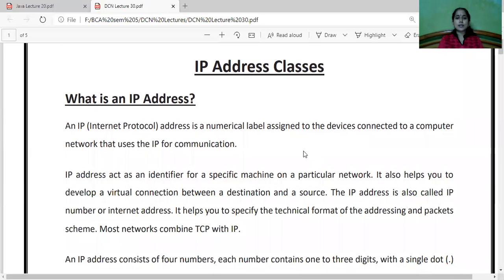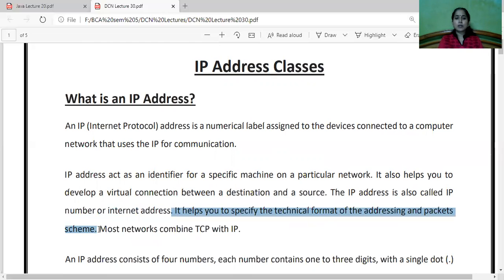An IP address is a numerical label assigned to the devices connected to a computer network that uses IP for communication. IP address acts as an identifier, as I said. It is an identification link for a specific machine on a particular network. It also helps you to develop a virtual connection between a destination and a source. The IP address is also called IP number or internet address. It helps you to specify the technical format of the addressing and packet scheme. Most networks combine TCP with IP.